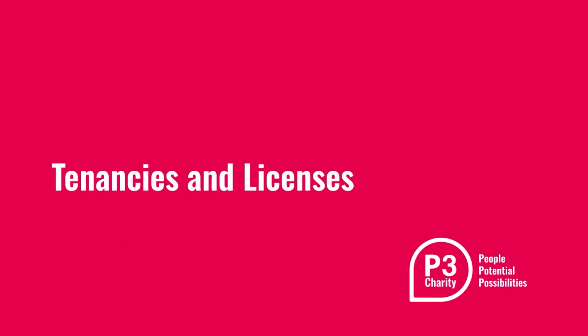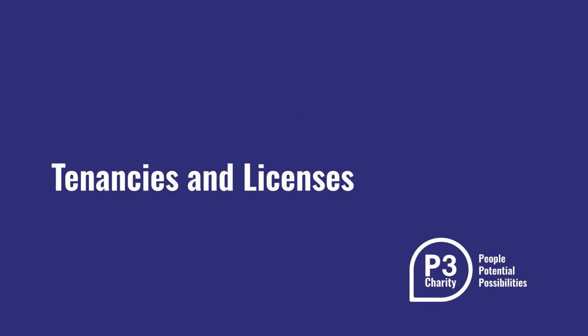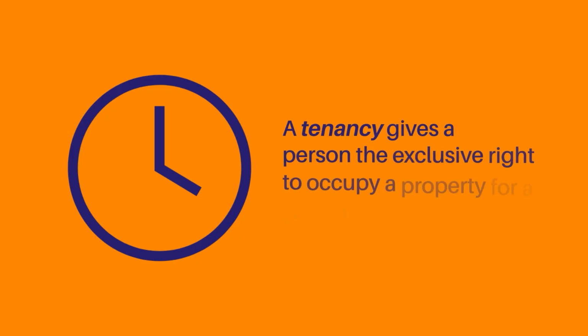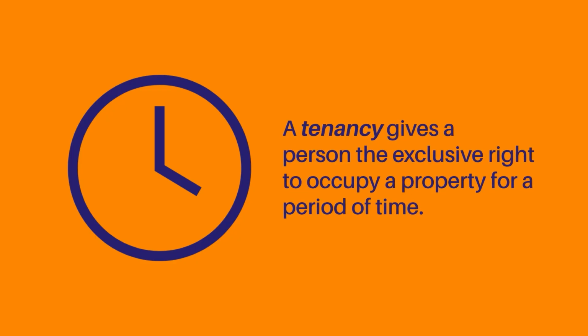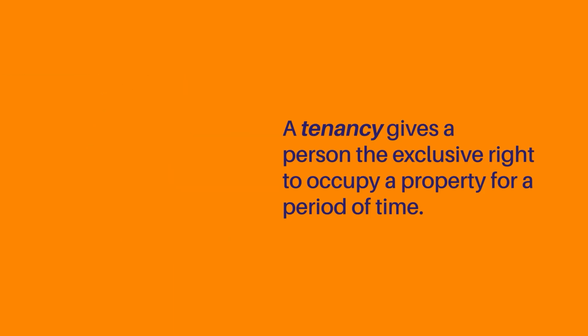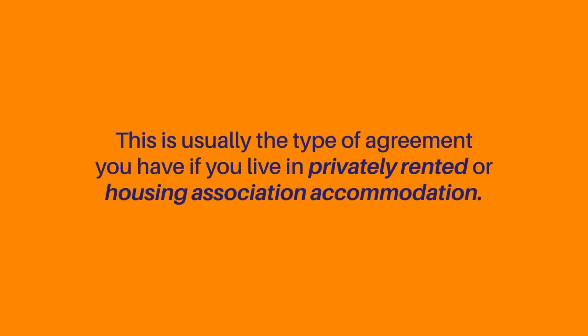This video looks at common types of rental agreement and the differences you need to be aware of. A tenancy gives a person the exclusive right to occupy a property for a period of time, according to the terms of a tenancy agreement. This is usually the type of agreement you have if you live in privately rented or housing association accommodation.